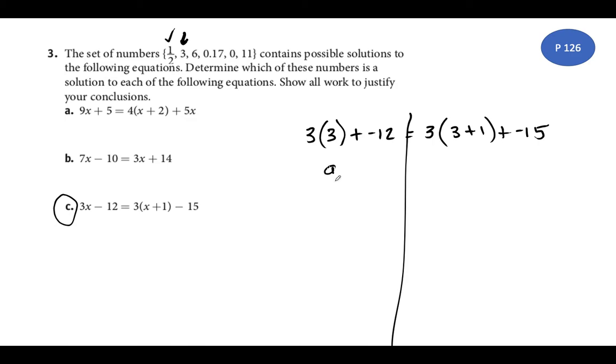3 times 3 is 9. 3 plus 1, I'm just going to add what's in the parentheses. 3 plus 1 is 4. 9 plus negative 12 is negative 3. 3 times 4 is 12. 12 plus negative 15 is negative 3. What? So 3 works. 1/2 works and 3 works? Let's try 6.